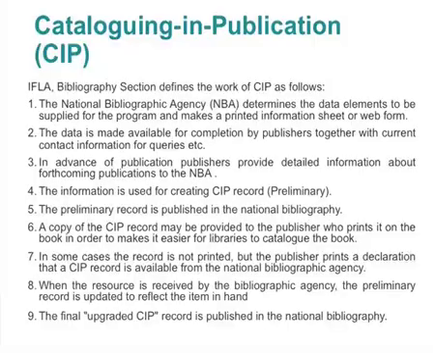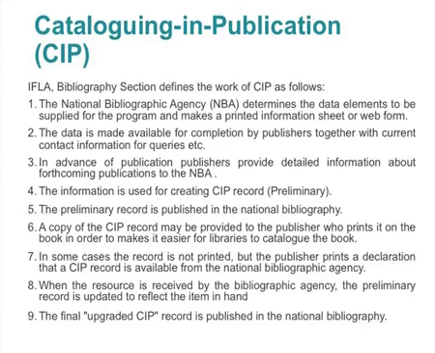So, these are the steps given by IFLA on their website. First, there is a printed information sheet or a web form. Then the data is made available for completion by the publisher, together with current contact information for queries. The third step IFLA described is that, in advance of publication, publishers provide detailed information about forthcoming publications to the national bibliographic agencies. The fourth step says that the information is used for creating the CIP record, a preliminary record, and that preliminary record is published in the national bibliography.